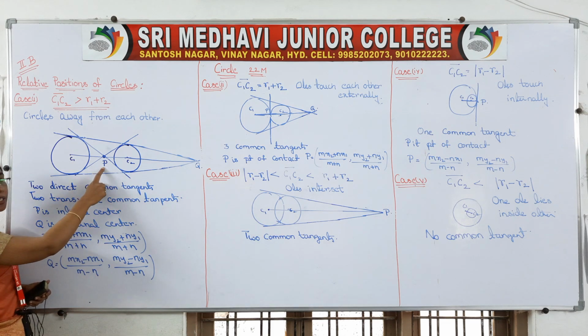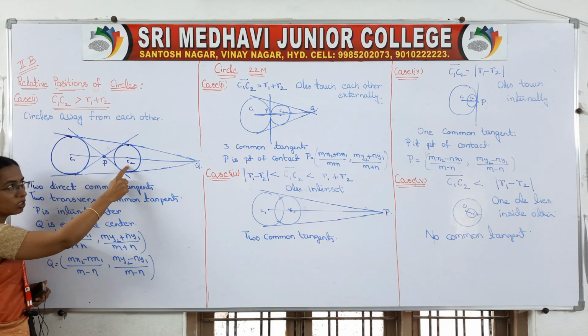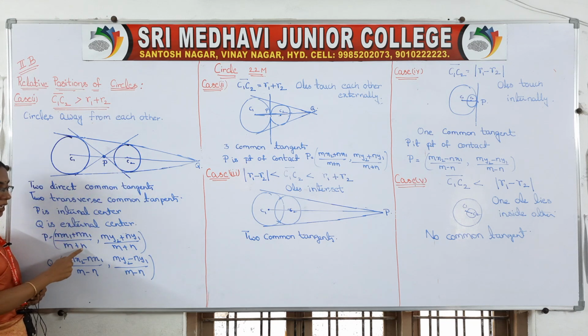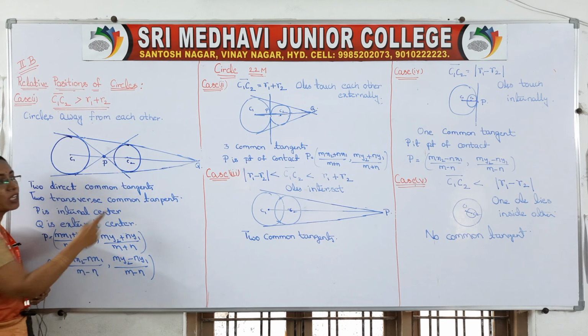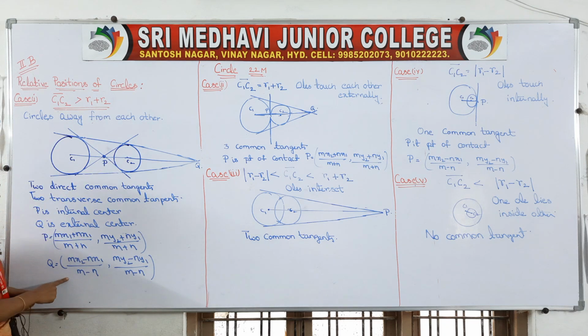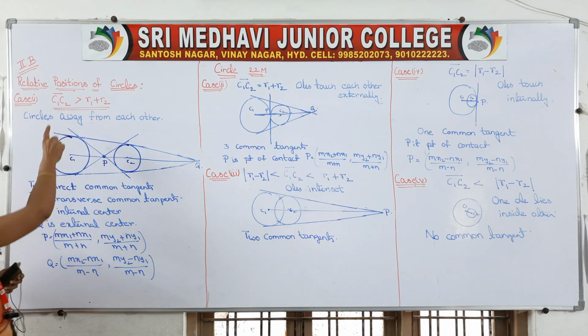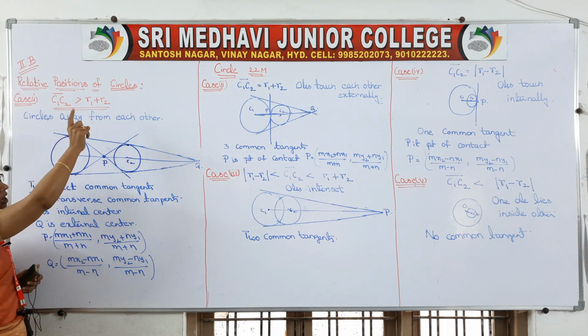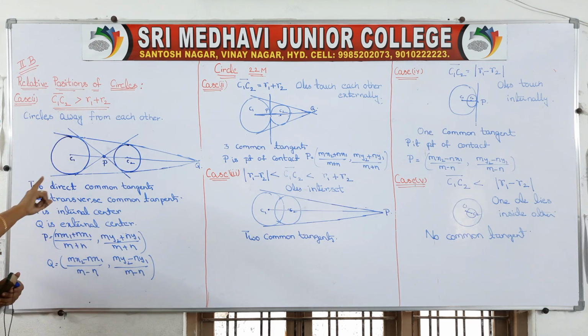So P divides C1C2 internally, so we use the internal bisection formula. Q divides C1C2 externally, that's why external bisection. Already in 10th class we learned the internal bisection formula and external bisection formula. So whenever C1C2 is greater than R1 plus R2, the two circles will be away from each other. They do not touch each other.